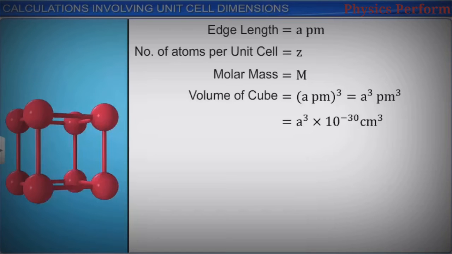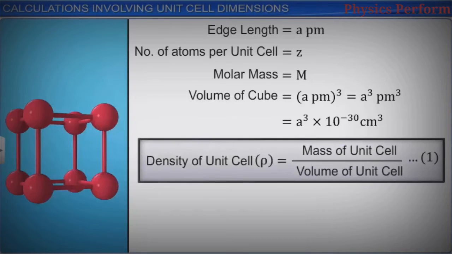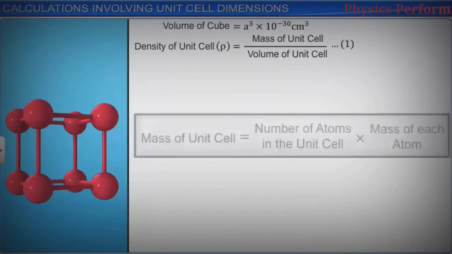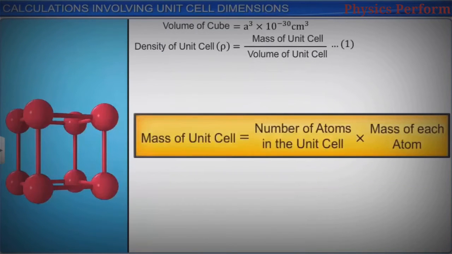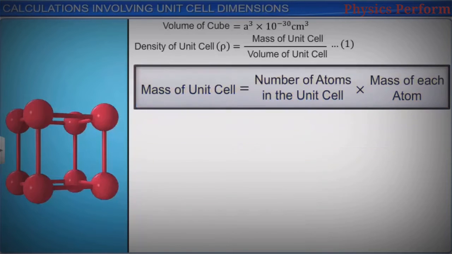You already know that density of a unit cell rho is equal to mass of the unit cell divided by volume of the unit cell. Let this be equation 1. Mass of a unit cell is equal to number of atoms in the unit cell into mass of each atom. That is, z into m, where m is equal to atomic mass by Avogadro's number.